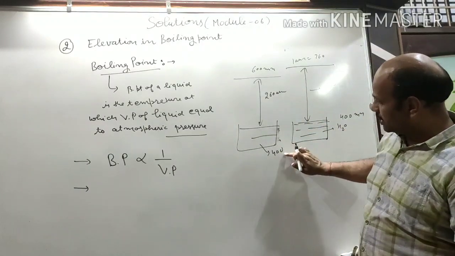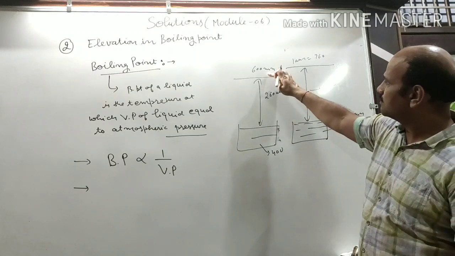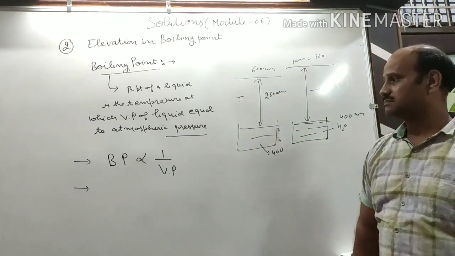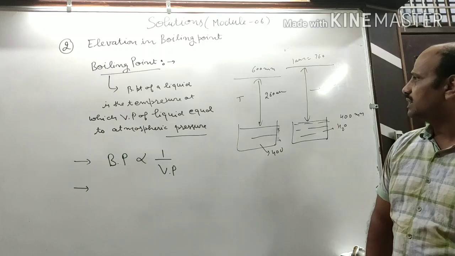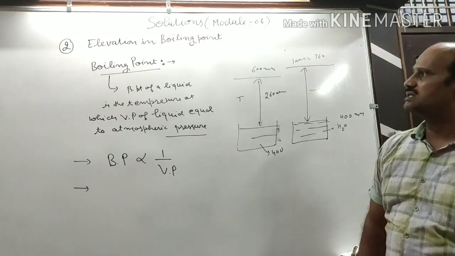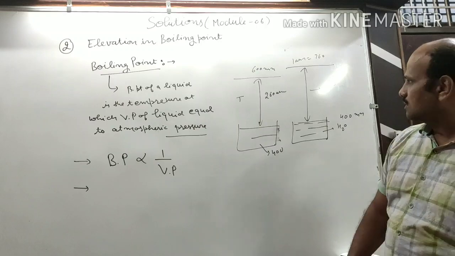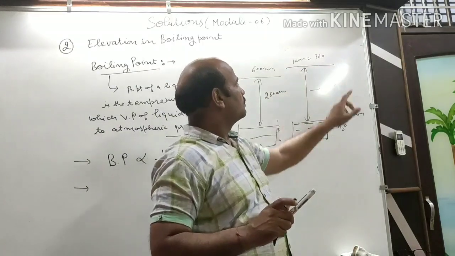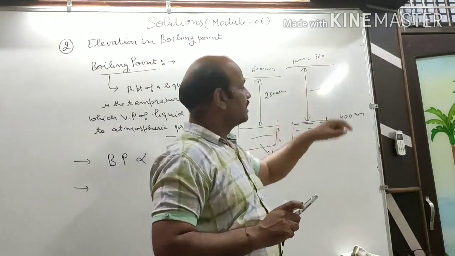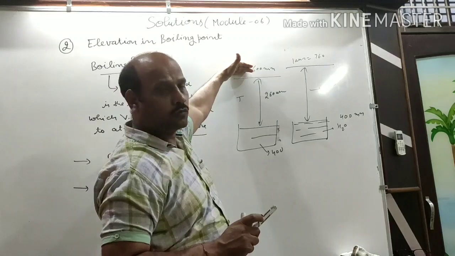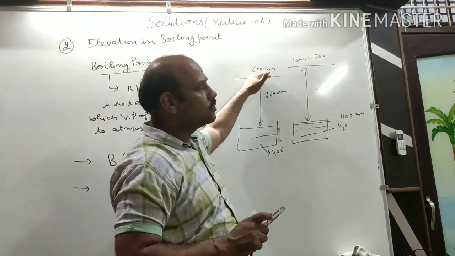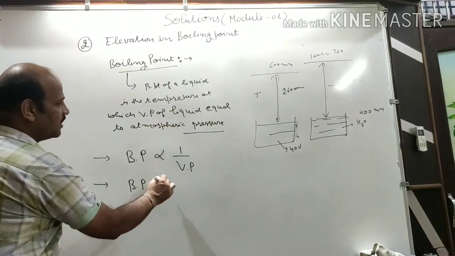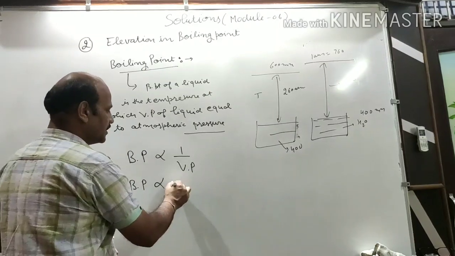Here, to equalize this vapor pressure with the atmospheric pressure, less temperature is required. That is why boiling is fast at mountains. Or you can say where atmospheric pressure is more, boiling point is also more. Here atmospheric pressure is low, that is why boiling point is also low. Or simply, one relation can be arrived at here: boiling point also depends upon atmospheric pressure.